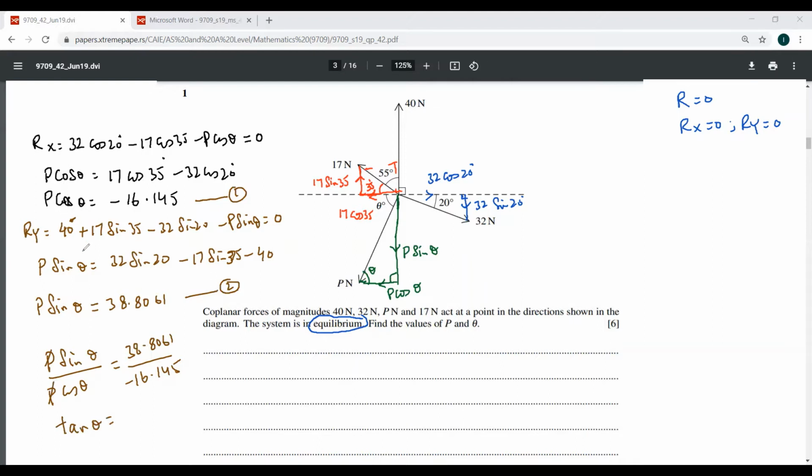So you see that this Rx is negative and Ry is positive. So you can, huh? What?